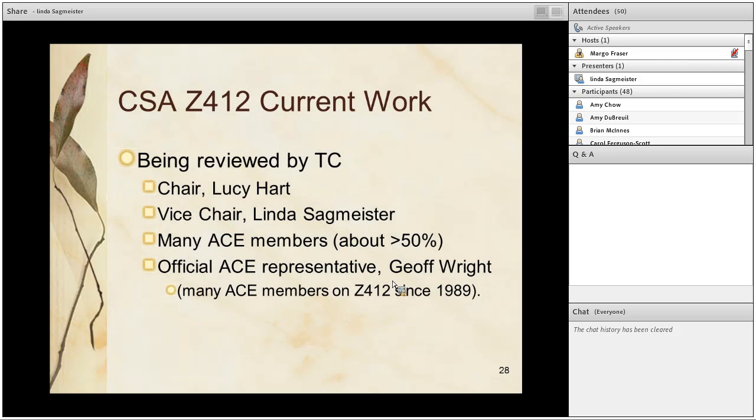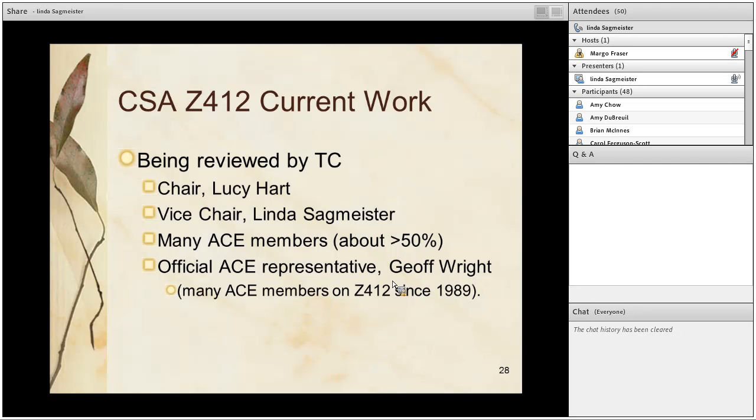So the current work that's going on with 412 right now is that it is being reviewed by a new technical committee. Not necessarily all new people, because there are people on the committee that have been on it all along, probably. But at this point now, the chair for the TC is Lucy Hart, and the vice chair is myself. About half of the members of the committee right now are ACE members.